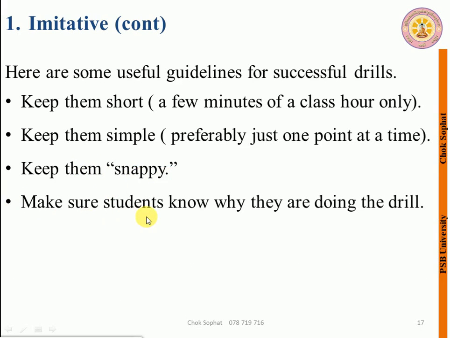Okay, make sure students know why they are doing this drill. The students can perform well only if they understand the purpose of the drill. So this is very important. Before we ask students to practice the drill or the activity, we have to inform the students clearly. Okay, and keep them fast. Keep them snappy. I mean, keep them fast, because the practice must be fast.